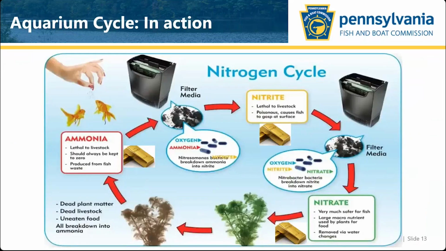So here's the aquarium cycle, the nitrogen cycle in action. We're going to explain what's going on in each one of these. So you can see the ammonia. When you're adding the ammonia in there, it comes from the fish waste or the fish food, whether it's uneaten fish food. As it moves through, the bacteria will break it down. Then you're going to end up with nitrites and nitrates.